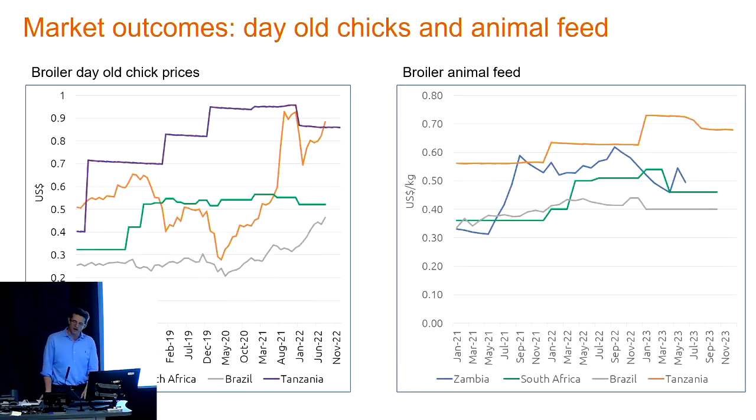So here are the market outcomes that come out of this. Remember, your chicken is very simple. You get your day-old chicks and you feed them. You've got to put up sheds, etc. That's what you do. And there are phytosanitary things, you've got to do all of that.